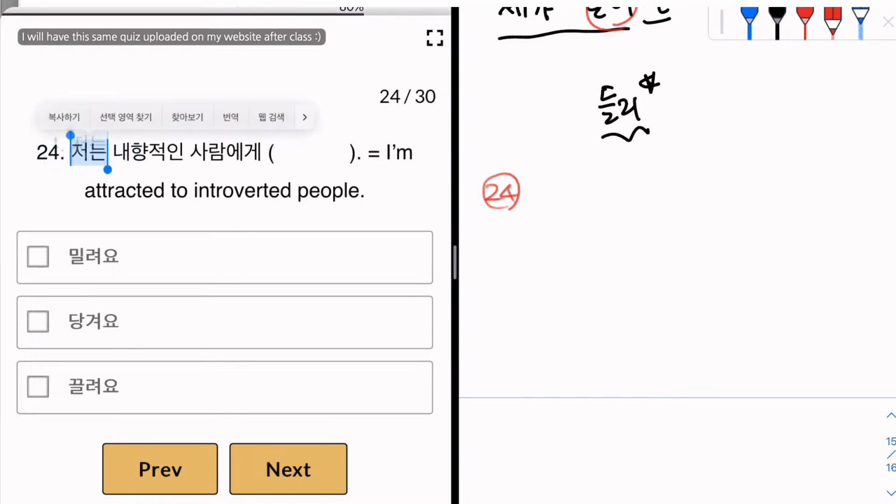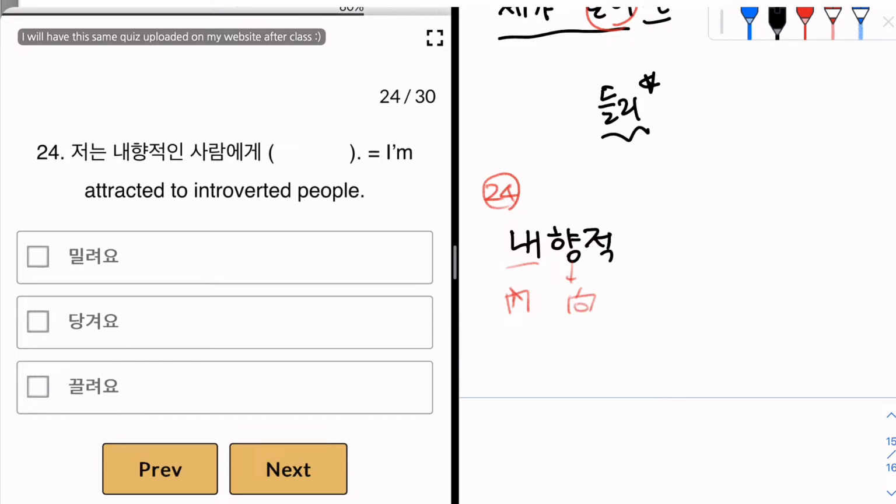그 다음에 number 24. 저는 as for me, 내향적인 사람에게. So 내향적이다. 내향 literally means inward oriented. So if you say 내향적이다, it means you're introverted. You can also say 내성적이다 for an introverted personality. 내성적이다.